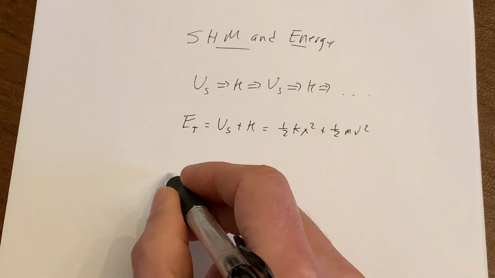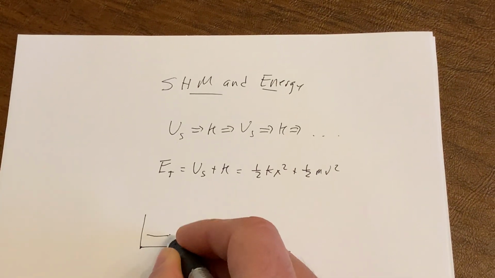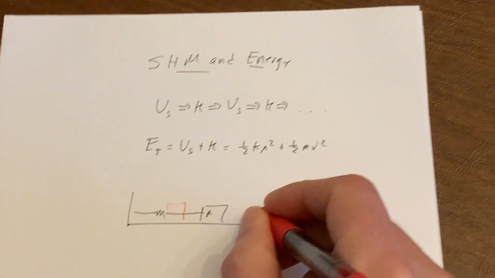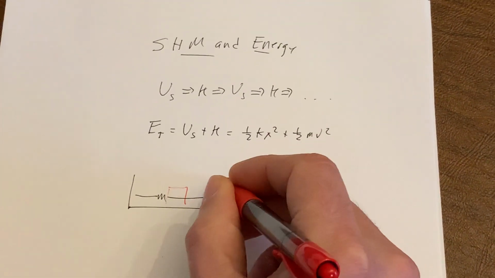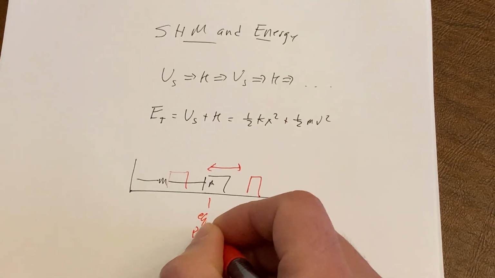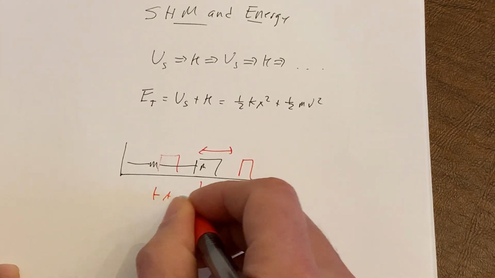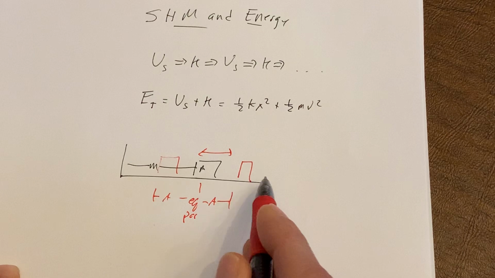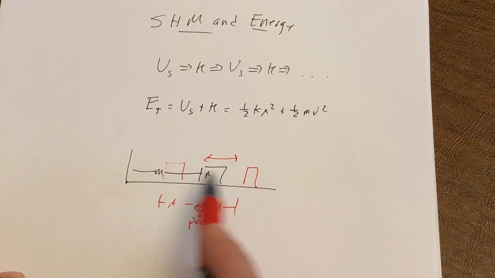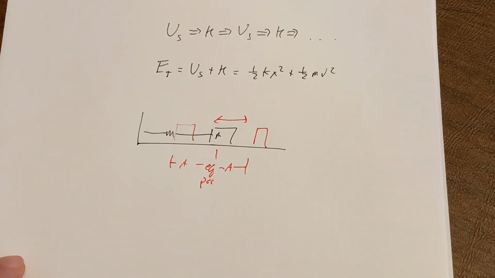So let's take a look at a box. Here's a mass, here's my spring, and let's say that it's going to go back and forth. So here's my equilibrium position. Here would be an amplitude to the right, and here would be an amplitude to the left. Let's see what happens to energy as this mass on the spring is going to go in simple harmonic motion.